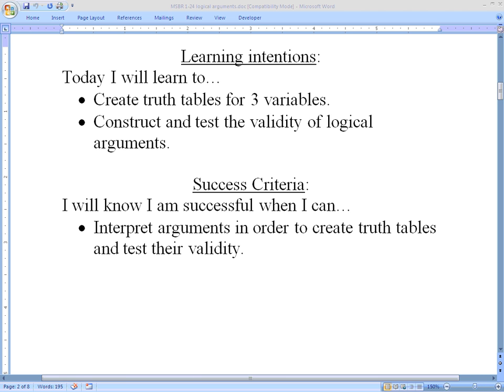We're continuing our unit on symbolic logic and our discussion on truth tables. Today I'm going to show you how to make truth tables for 3 variables. And I will talk about how to test the validity of logical arguments.